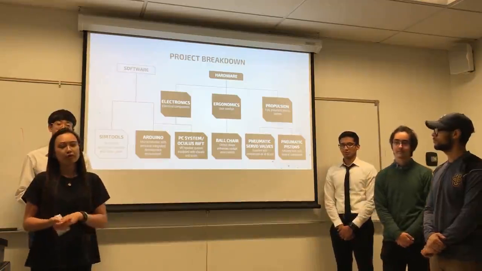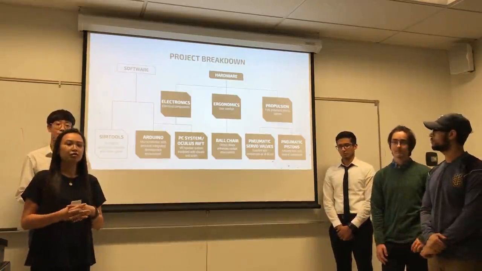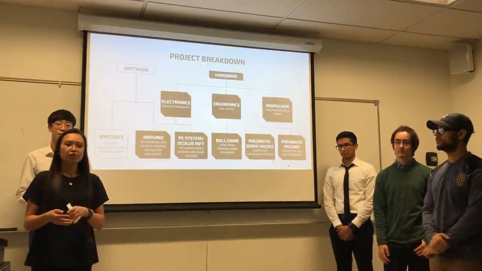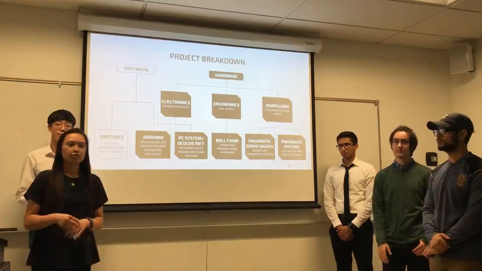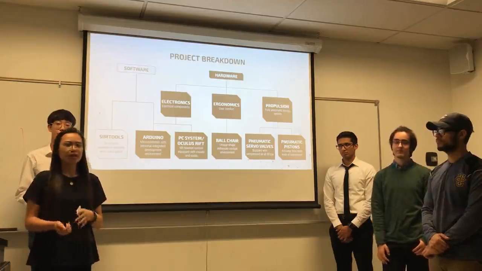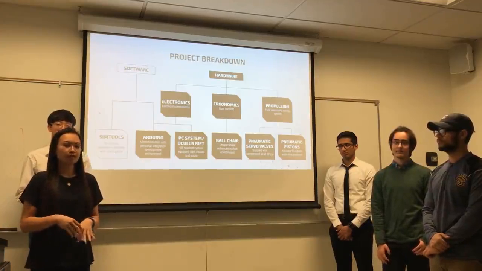Lastly, we have our propulsion system, which is fully pneumatic. It consists of two pneumatic servo valves and two pneumatic pistons, which move in two rotational axes, the roll and pitch axes. And it is supplied with compressed air at 50 psi.